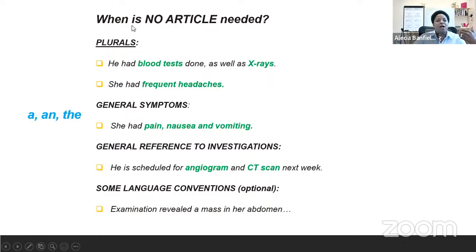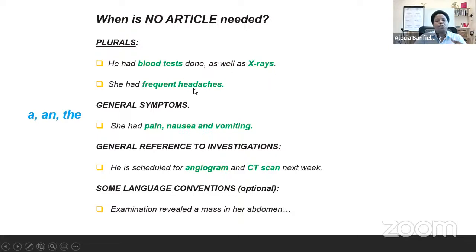So when is no article needed, or when are no articles needed? For example, plurals. He had blood tests done, general blood tests. We don't know if it was hematology, histology, biopsy. We're just saying he had blood tests generally done, as well as x-rays. We don't know what kind of x-ray, chest, abdomen, transverse, lateral, we don't know.